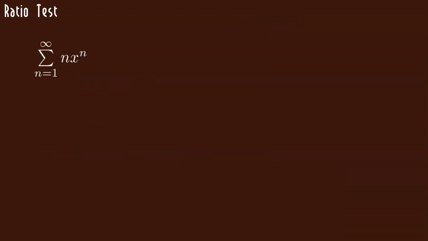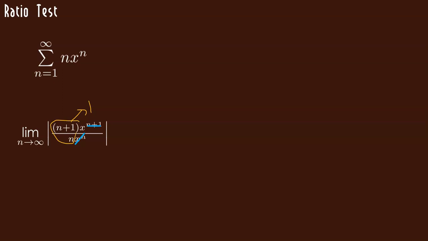So let's revisit the summation from 1 to infinity of n times x to the n. I have to look at the limit as n goes to infinity of n plus 1 times x to the n plus 1 all over n times x to the n. As n goes to infinity, n plus 1 over n goes to 1. Looking at my x's, I've got x to the n plus 1 on top and x to the n on bottom, which means all but one x cancels. I'm left with just an x on top.